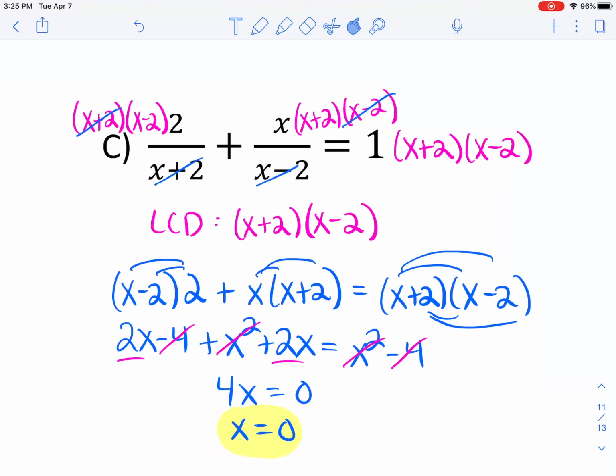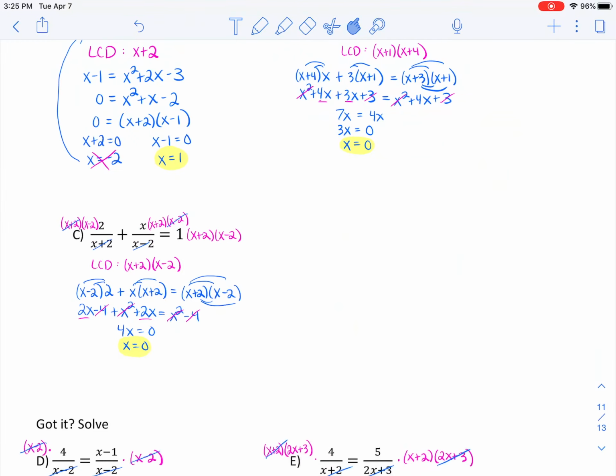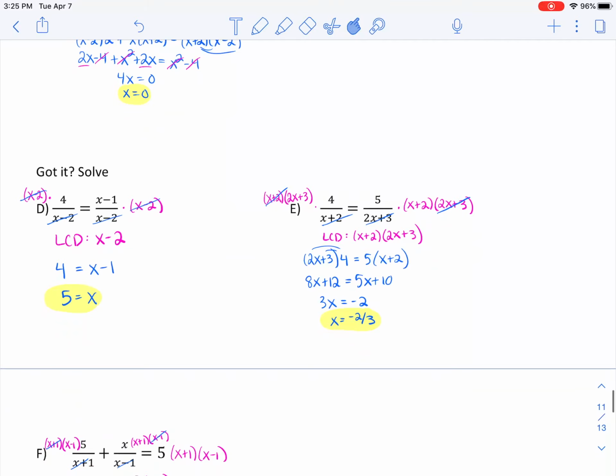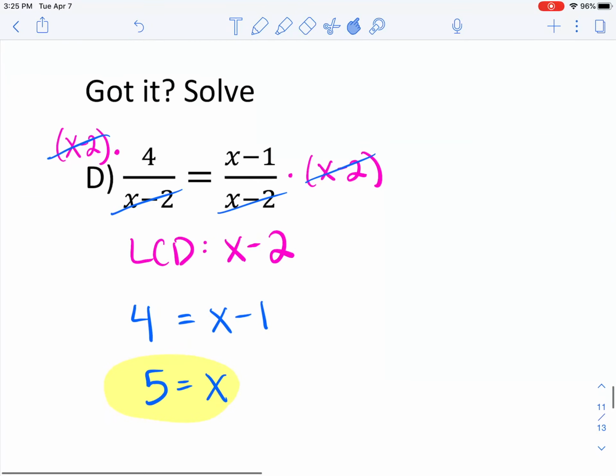Go ahead and try the got it. Pause and try the got it. Okay, going through the got it's fairly quickly here.